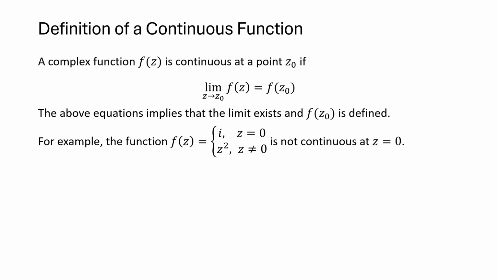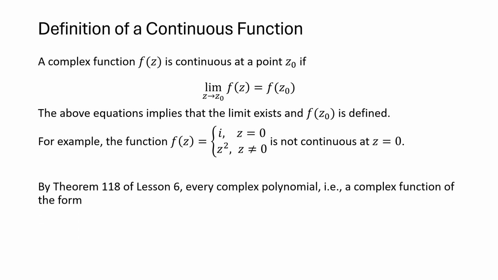And here we have an example of a piecewise function which is not continuous at a given point. We see here f of z is defined to be z squared everywhere except at 0, where at 0 we alter the value and say it's equal to i, and that causes a problem because the limit of f of z as you approach 0 is 0, but the function at 0, as we defined it here, is i, so the two don't equal. The limit doesn't equal the value of the function, and therefore the function is not continuous at z equals 0.